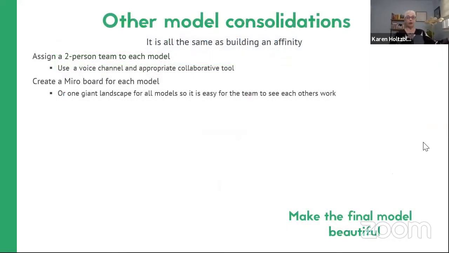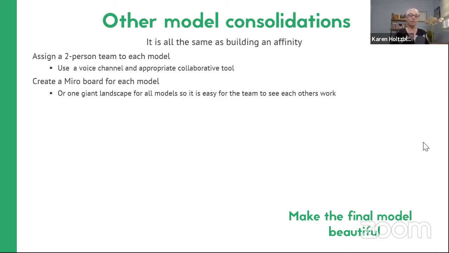Okay. Well, what about the other consolidations? Well, in the end, if we realize it, we basically have some kind of structure that we're building. We're going to build it in Miro for most of them. Yeah. So that's our place. And if we have a 2-person team, well, that's no different than building a green. And for any of the other models, that's all you want, a 2-person team, right?